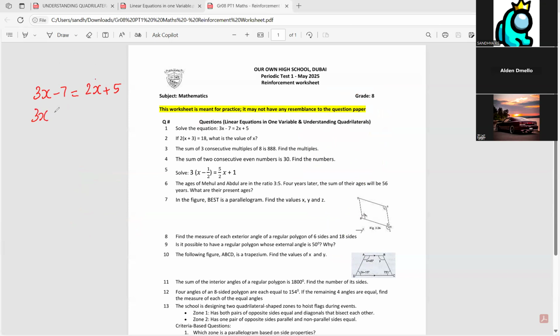When it goes to the other side, it will become minus 2x equal to 5 plus 7. Very good, 5 plus 7. Minus 7 goes to the other side, it will become plus 7. Next step, 3x minus 2x is? Ma'am, 5x. It is subtraction, Fatin. So 3 minus 2. What is 3 minus 2? 1. If it is addition, then it is 5. But this is 3x minus 2x, that is x equal to 5 plus 7, 12.